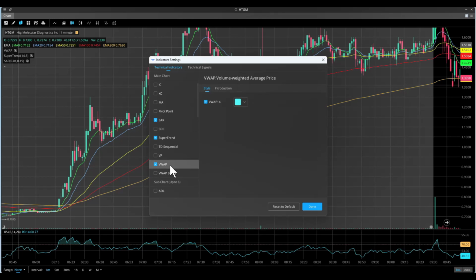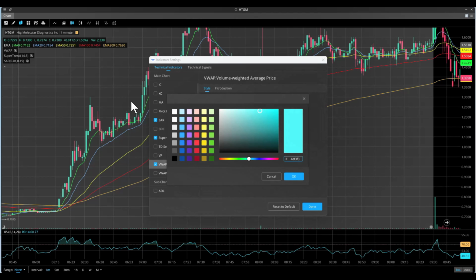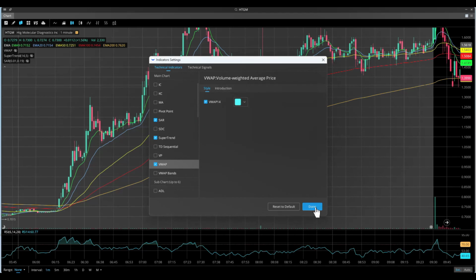The next indicator is VWAP, volume weighted average price. The only thing that I change on this is the color. And you can pick the color for VWAP to any color that you like, whatever you're comfortable with or easy on your eye to look at.